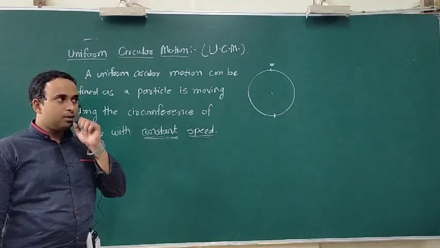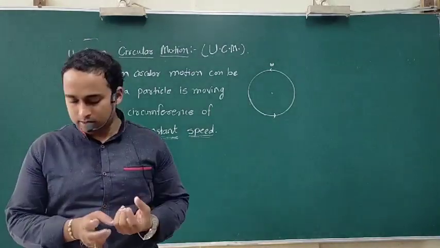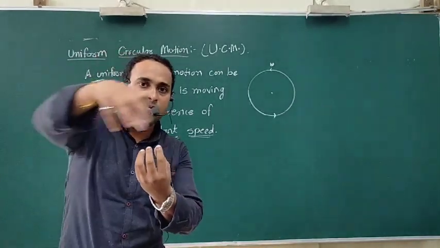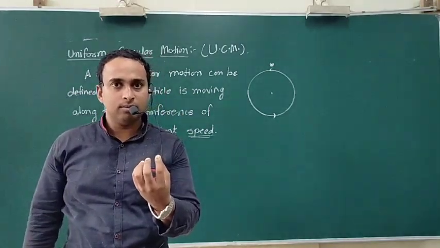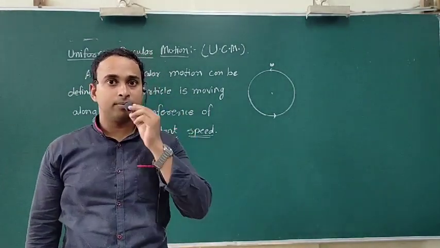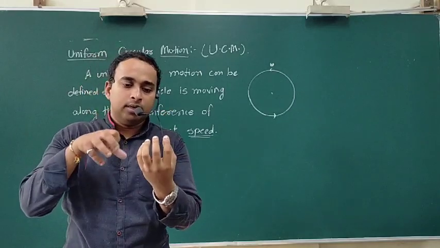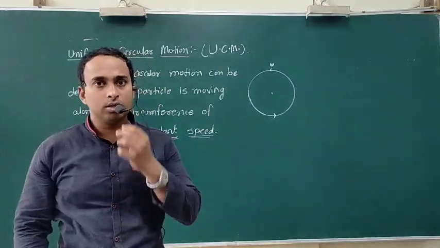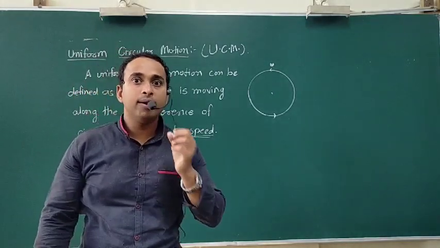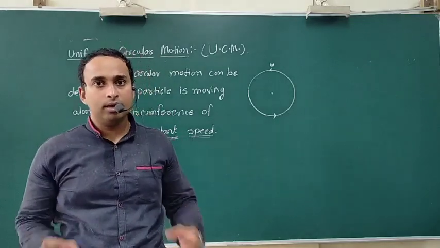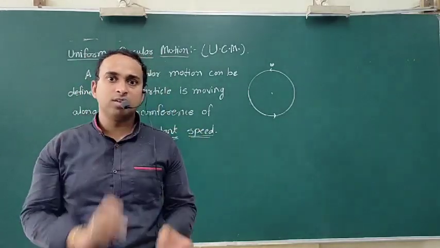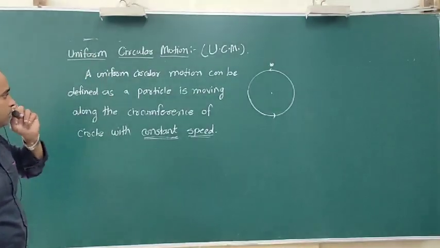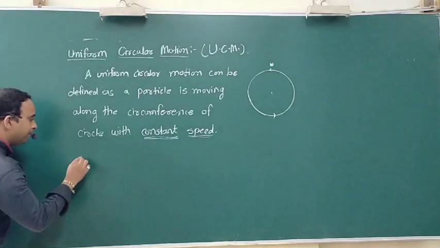For example, the motion of the earth around the sun. That means the earth is moving around the sun with constant speed. Constant speed means that to complete one revolution around the sun, it requires 365 days. That means the speed is constant. This is uniform circular motion. So next one, time period.